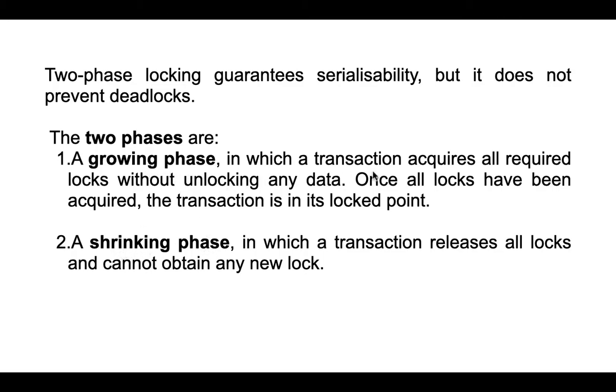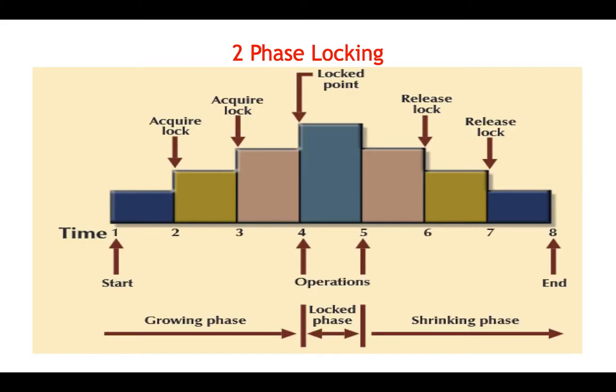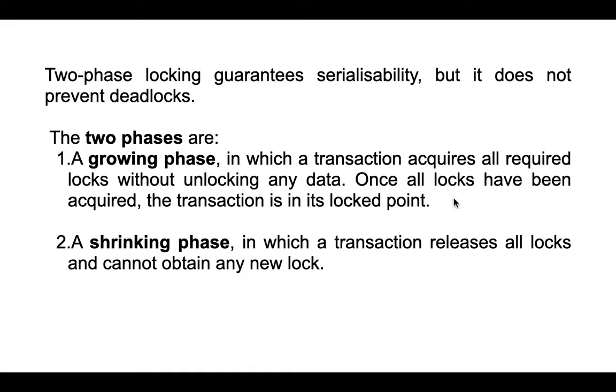In the growing phase, a transaction acquires all required locks without unlocking any data. Keep that in mind. When the locks are being acquired, till we reach the lock point, no locks are released. The releasing of locks or unlocking happens only after all the operations are done. Only then we start releasing the locks.